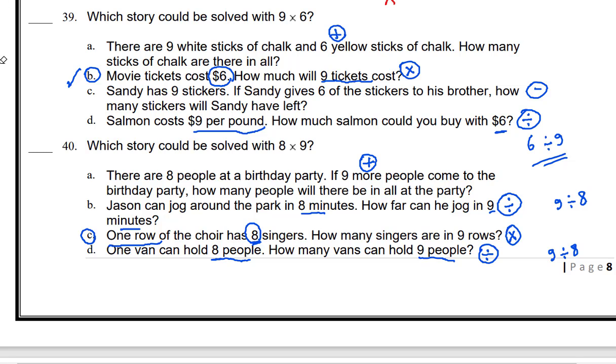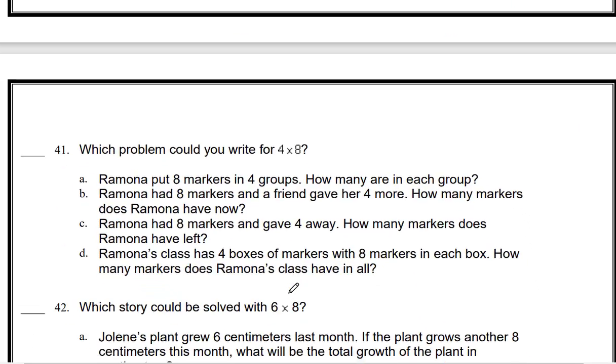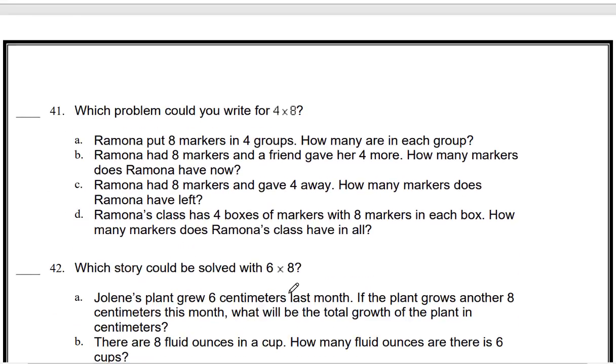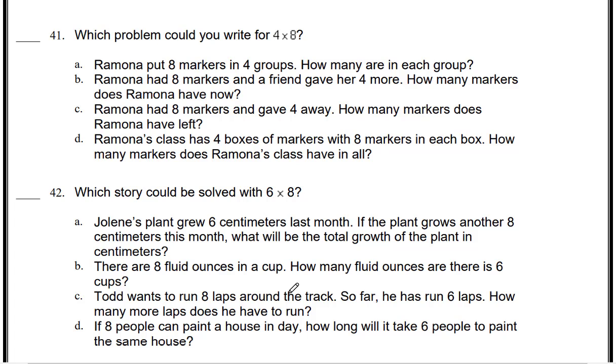Okay, so now we know that C is the only one that is multiplication. So my heroes, let's move to the next one. On the next page, it's page what? Page 9. Yes, the previous one was 8, so this is page 9.